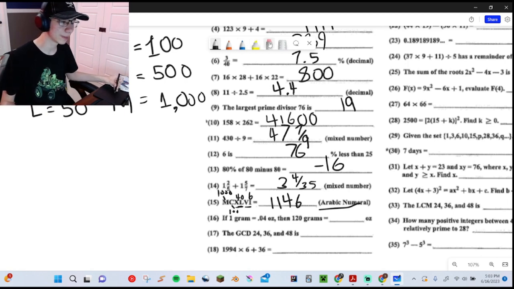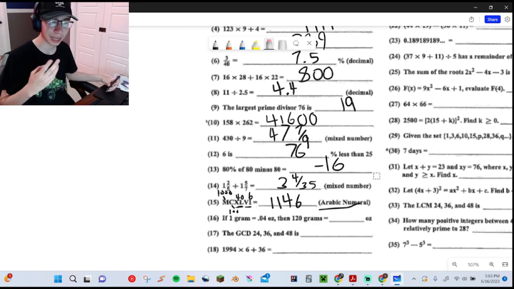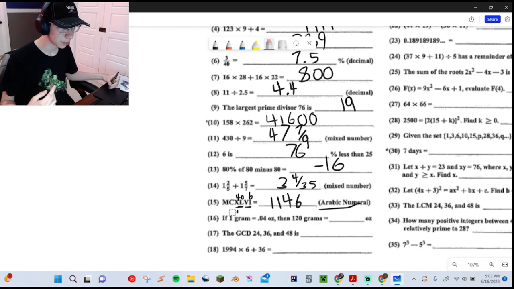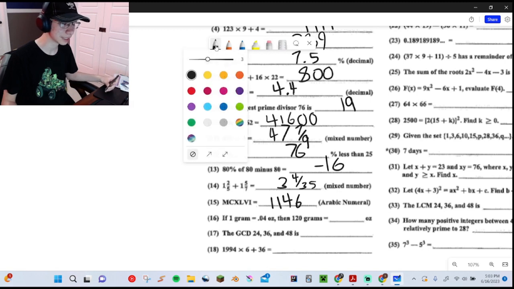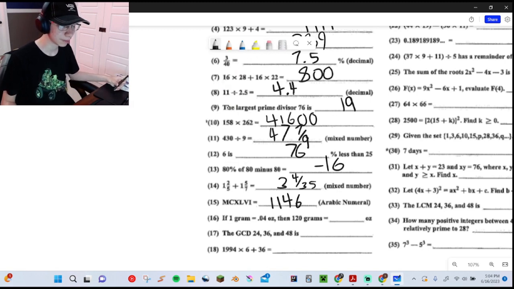Like 1, 2, 3, 4, 5. Those are your Arabic numerals. So I encourage you guys to look up more about Roman numerals if you're new to it. Because they usually ask a question on this, like every other test. So it's important to know. They also use these Roman numerals to signify Super Bowl numbers, like Super Bowl 55. They write it as LV.